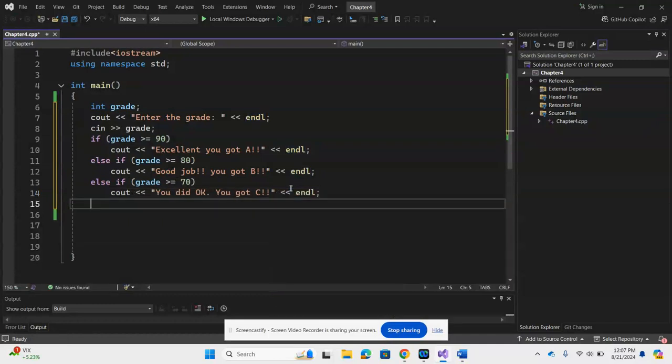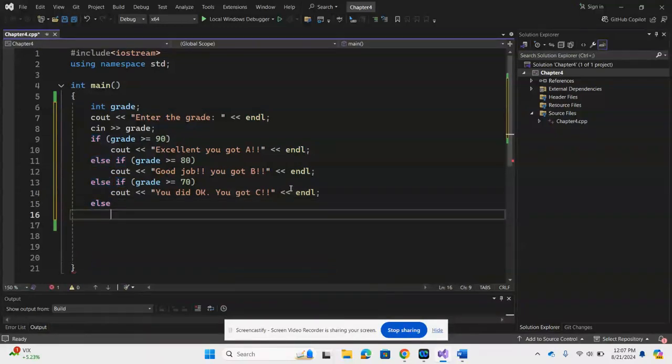Now, since we have only one left, I'm gonna put else. That means it doesn't really matter what you got. As long as it is less than 70, then you are failing. So I'm gonna put here cout, sorry, you failed. You got F. All right. So this is how you use if else if.